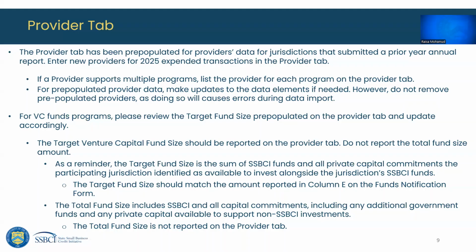Also for VC fund programs that were previously listed with the target fund size from previous reporting, be sure to update that target fund size if the number has changed. And for reference, the target fund size should match the amount reported in column E on the funds notification form. And if in a previous year you had input the total fund size rather than the target fund size, go ahead and use this as an opportunity to update that and make sure it is the target fund size.